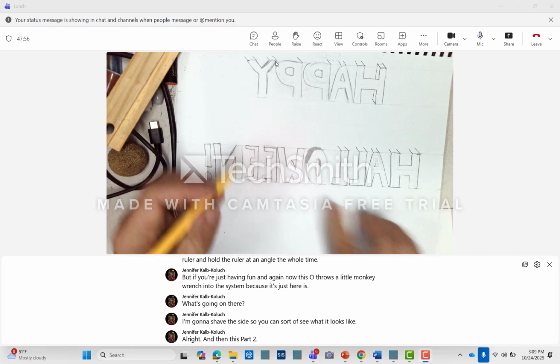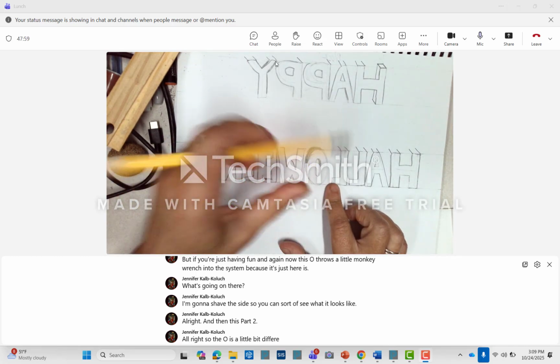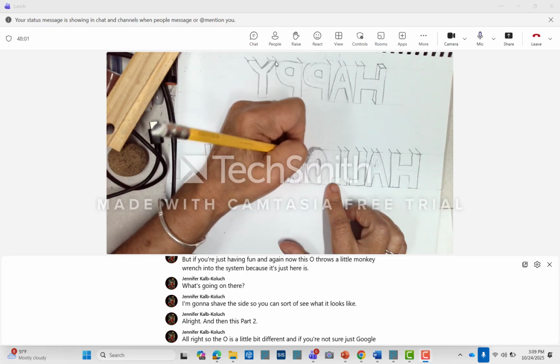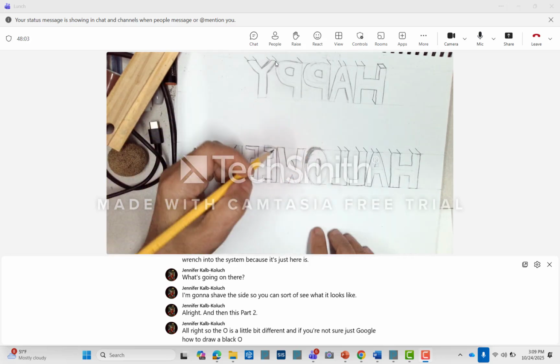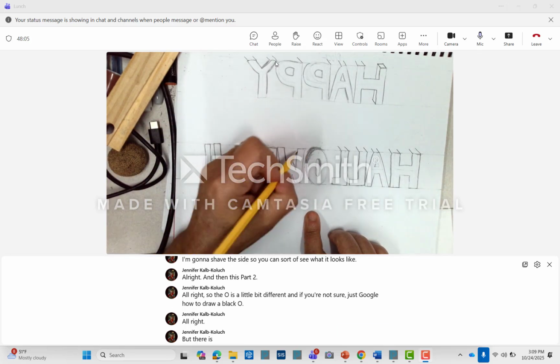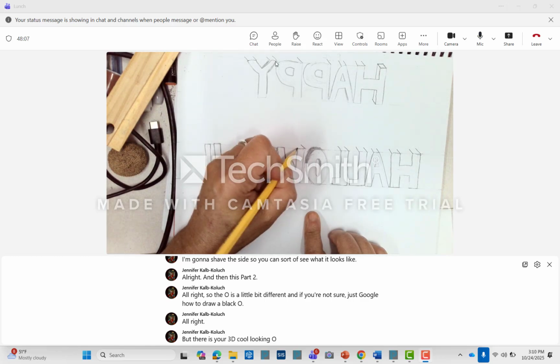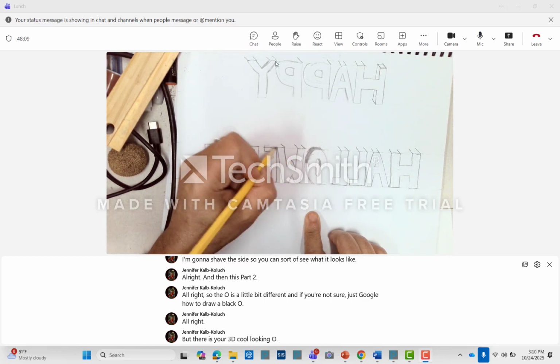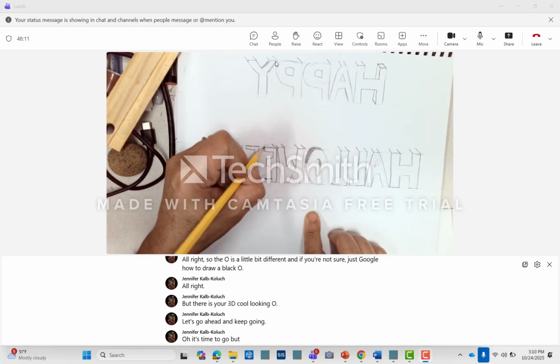All right, so the O is a little bit different, and if you're not sure, just Google how to draw a block O. All right, but there is your 3D cool looking O. Let's go ahead and keep going.